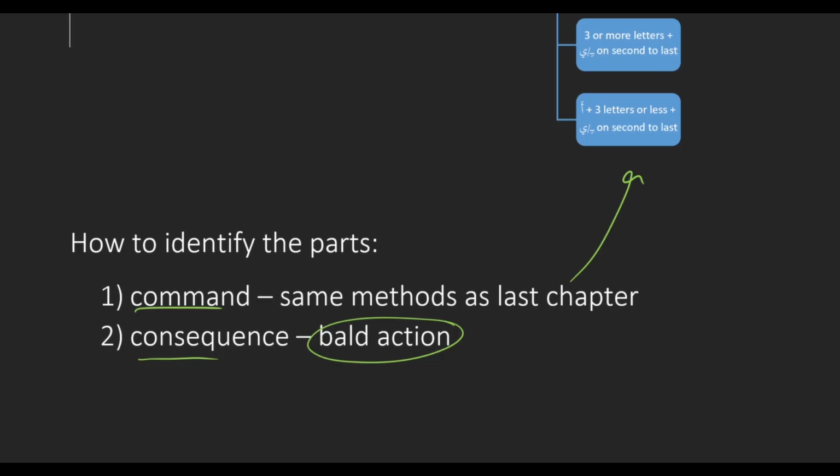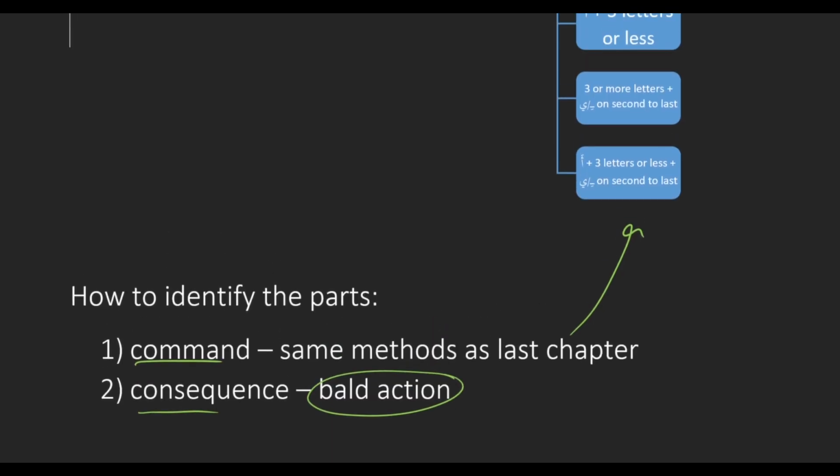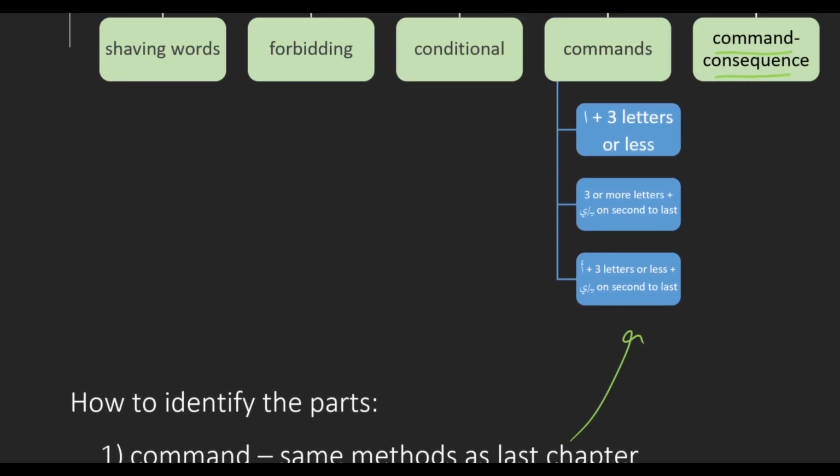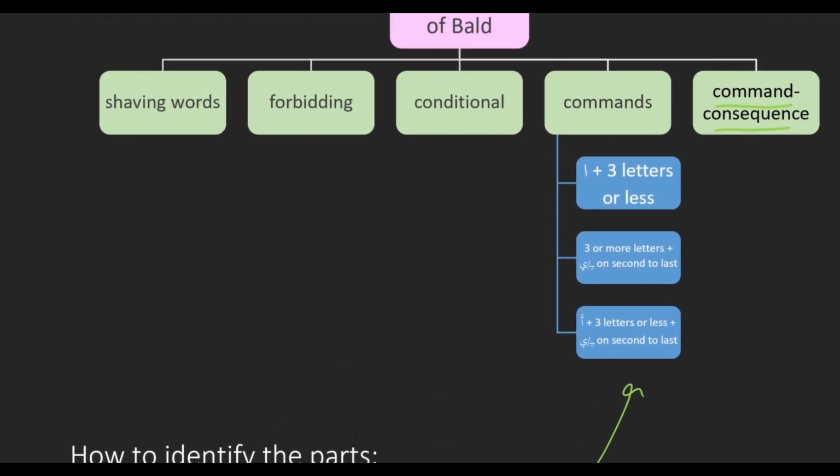And actually, there's one thing that's a bit unique about the command consequence. If we go back and look at our 5 scenarios of bald, all of them have some sort of clear indicator. You'll know right away why it's bald. So if you see a shaving word, you'll see a shaving word followed by a bald action, and you'll know right away that the action is bald because of the shaving word.